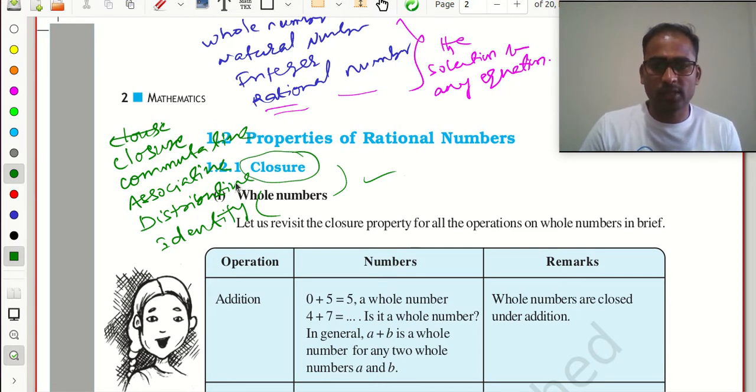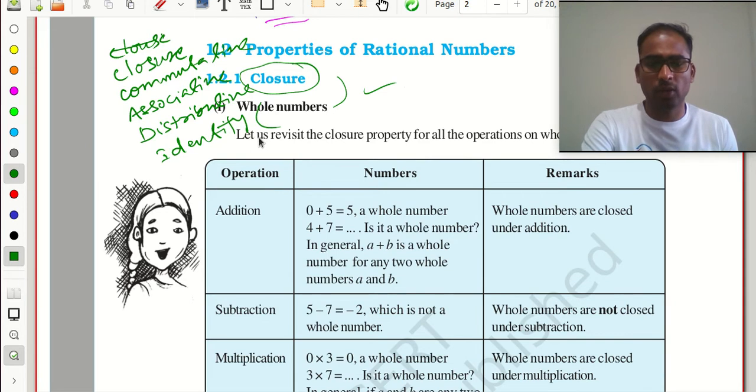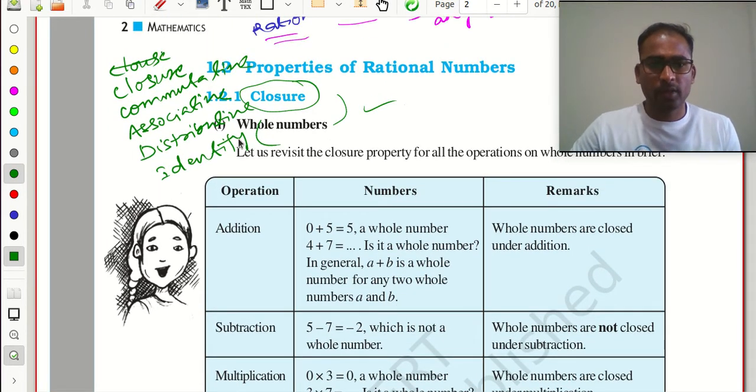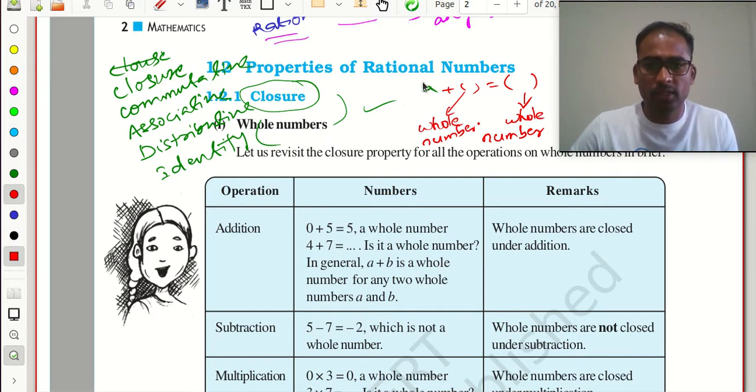First we will revise with whole numbers. We already learned it for whole numbers, but now we will make some revision. Now the closure property of whole numbers. What does the closure property tell? Suppose I have any number a, and I add any whole number to this a, then I should get a whole number only. Clear? So that is the closure property.